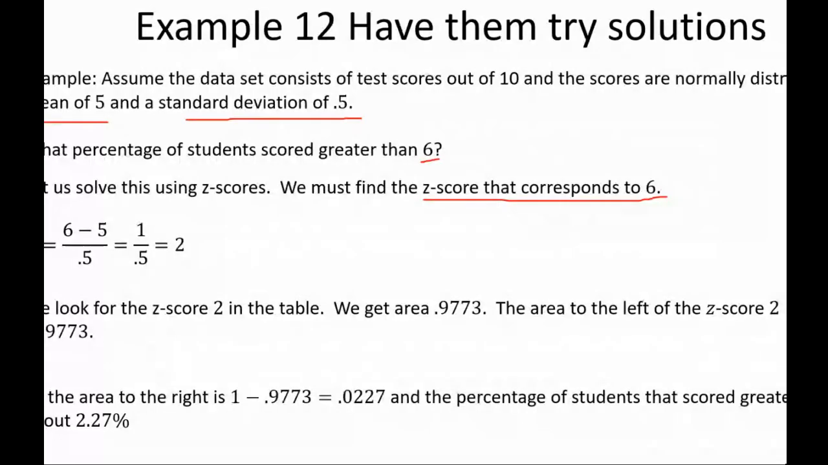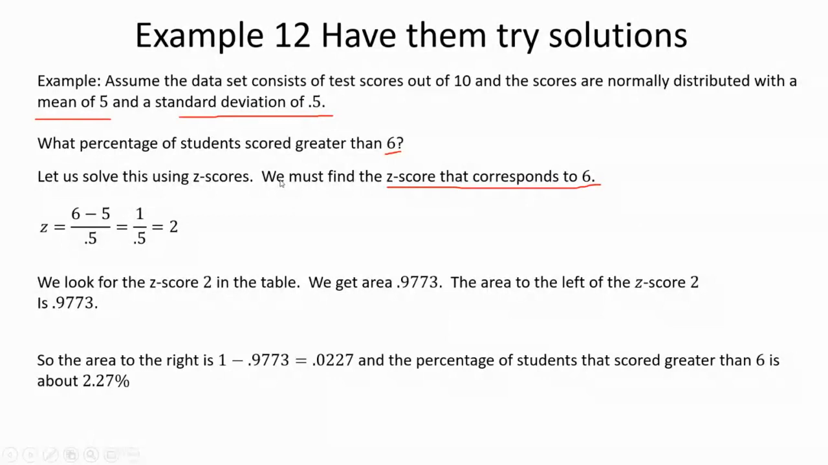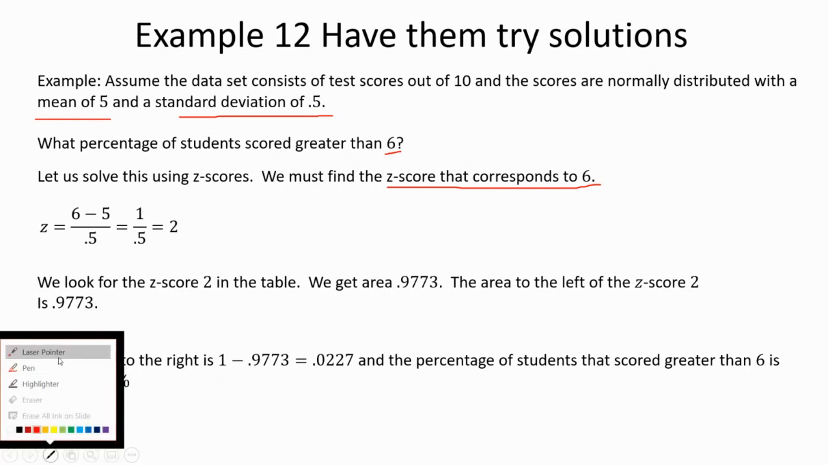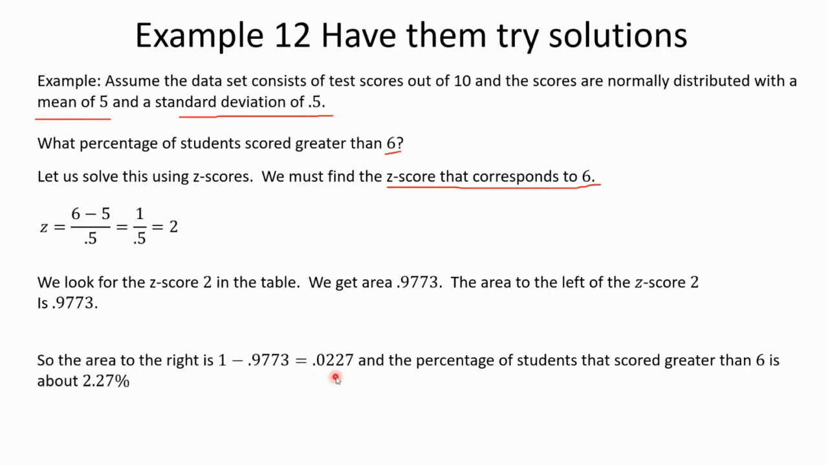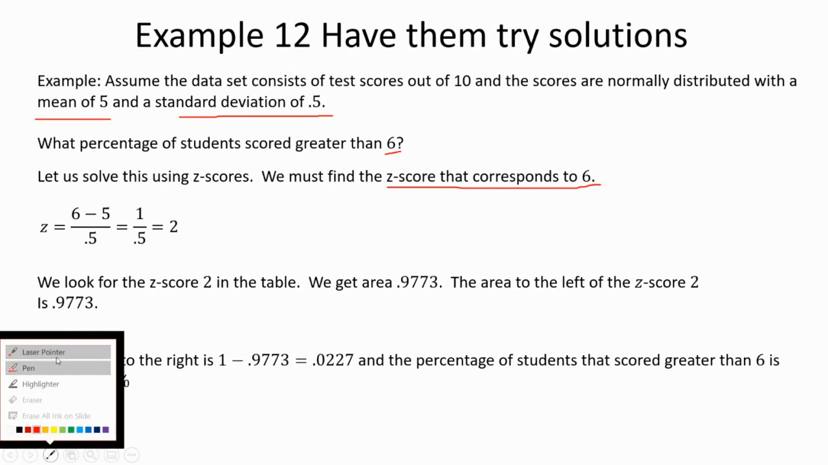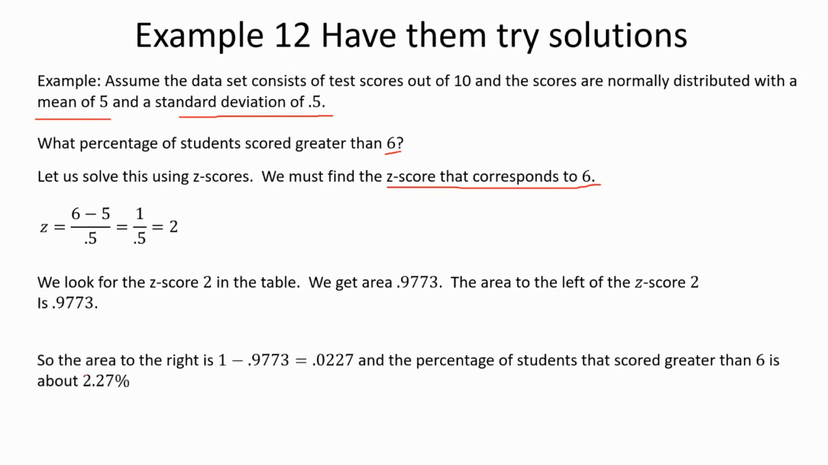But again, we want the area to the right. So that's why we subtract. That's what we're doing here. We're subtracting. So the area that we're after is 0.0227, and that percentage then is about 2.27%. So again, the area to the right is what we want.